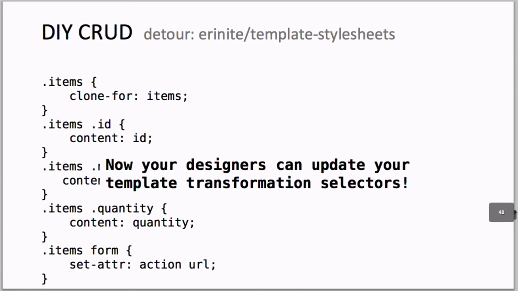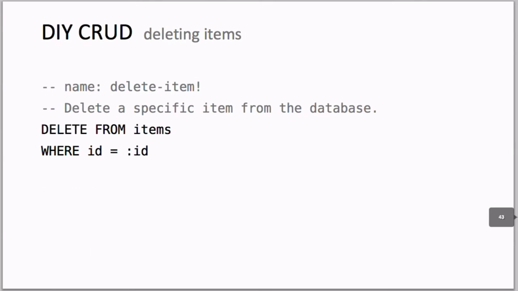So that's all the steps for setting up routes, database query, and templating to do one part of a CRUD app, which in this case is listing all the items in my database. So I'm going to go quickly through the deleting as well. It's quite straightforward, and it's just all the same again.